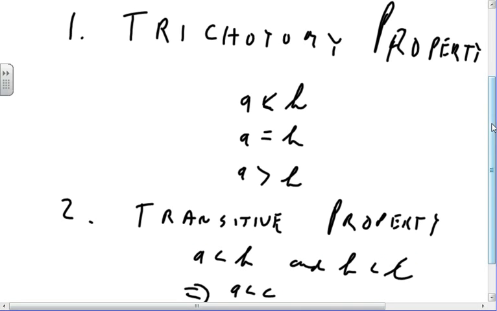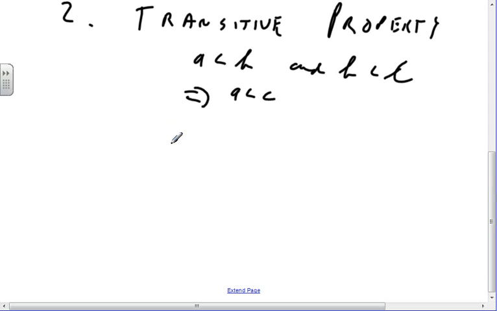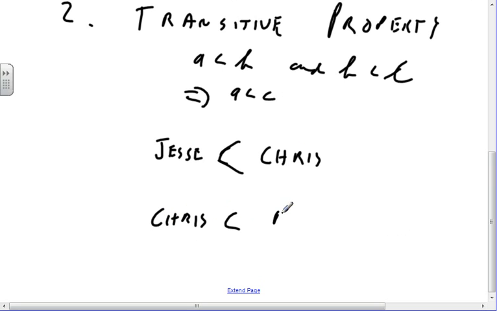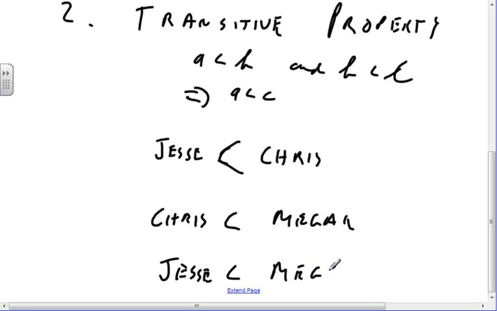So if Jesse has less money in his savings account than Chris, and Chris has less money in his savings account than Megan, then that means that Jesse clearly has less money in his account than Megan does. So there you go. That's a money analogy to the transitive property.